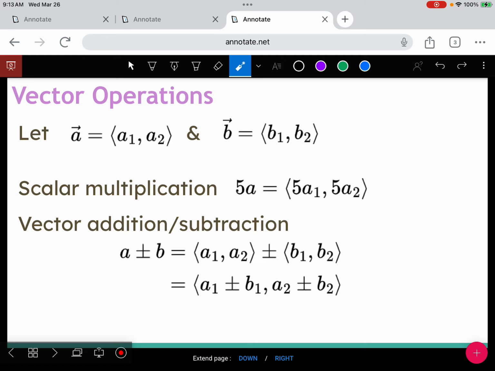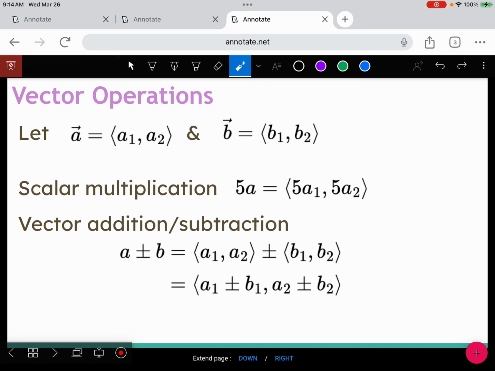Since we're looking at combining two of them, we've just put them as A1 and A2. And vector B is an entirely separate vector. So again, it has an x and it has a y, but since we're comparing the two, we have to put it as B1 and B2.